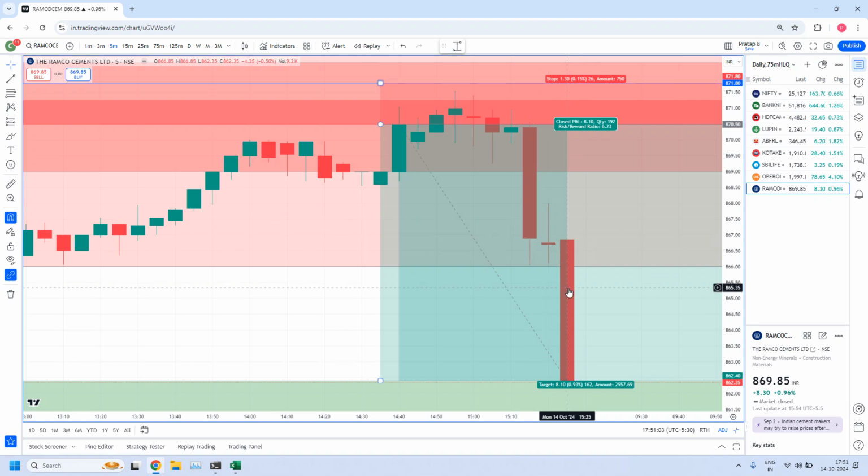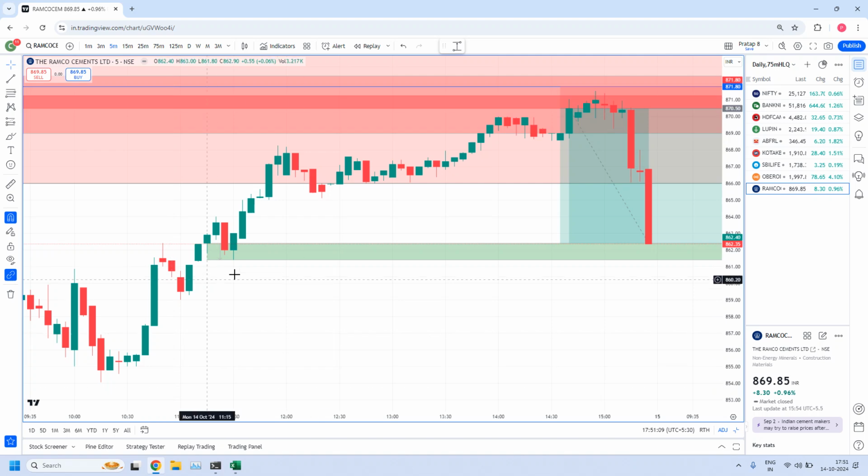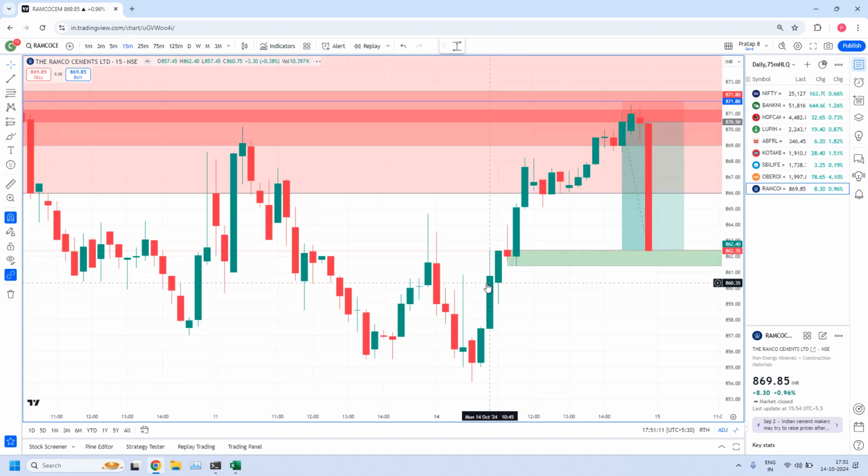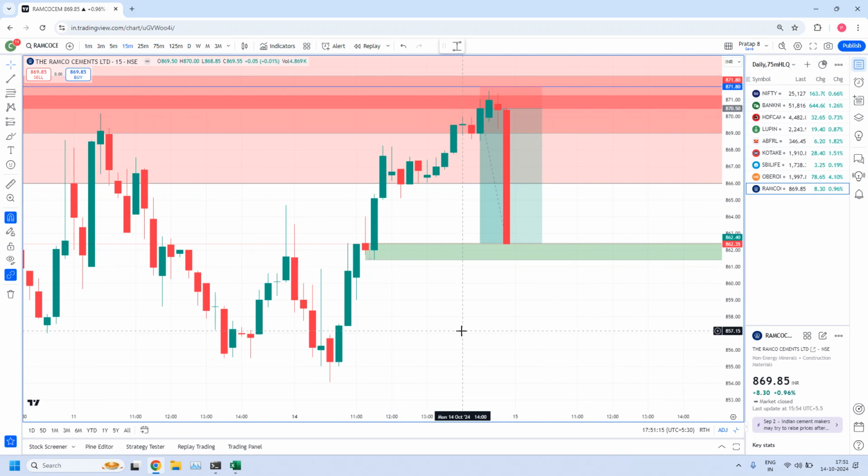And see the last 15 minutes, what happened? Prices sharply came down and reached the 15 minute target. Here we have a 15 minute zone. Rally, base, rally. This is not a leg out candle, a medium size candle. This is a rally, base, rally. See how sharply it came down.